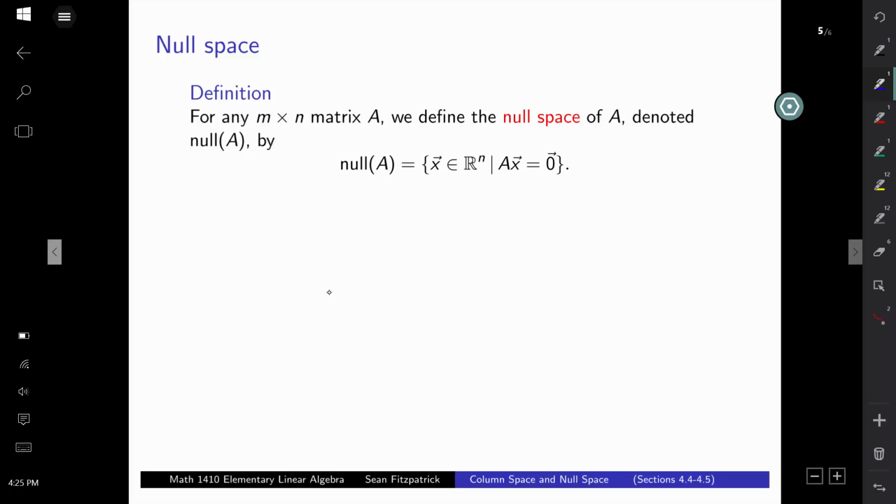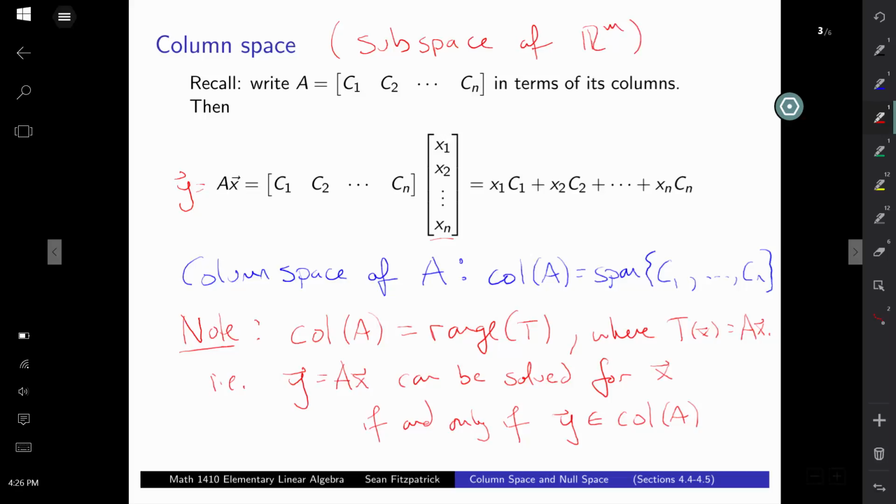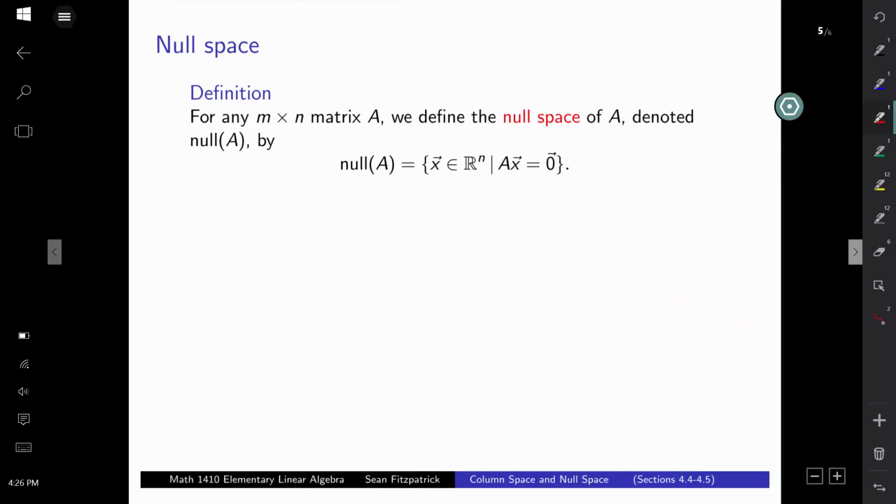By the way, before we jump to the null space, let me point out that the column space is a subspace of Rm. Why is it a subspace of Rm? Well, it's a span of column vectors, m by 1 column vectors, so it's a span of vectors in Rm, so we know that the span of any set of vectors is always a subspace. The null space turns out to also be a subspace.